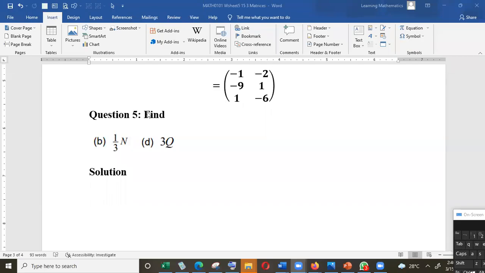This question says, find a third times n. Anytime you don't see a sign or an operation between a number and a letter, then we know it's a times. A third times n. So that reminds us of scalar multiplication.